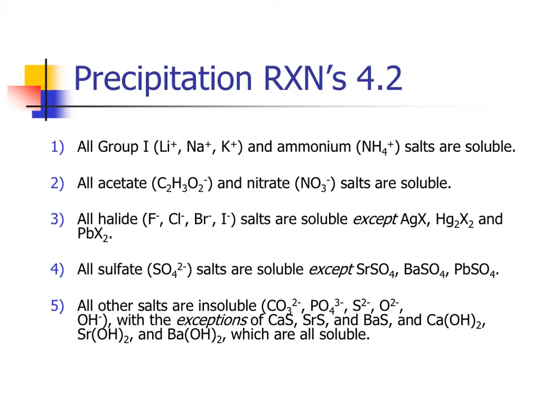Rule 3, halides. The halides are all soluble with the exception of silver, mercury, and lead. Now, the example I have here shows mercury 1, but I believe even mercury 2 is not soluble. I usually look at the exceptions to the rules of solubility as things you wouldn't really want to ingest. You wouldn't want to eat silver, mercury, or lead, especially mercury and lead, as we know that these do cause neurological diseases.